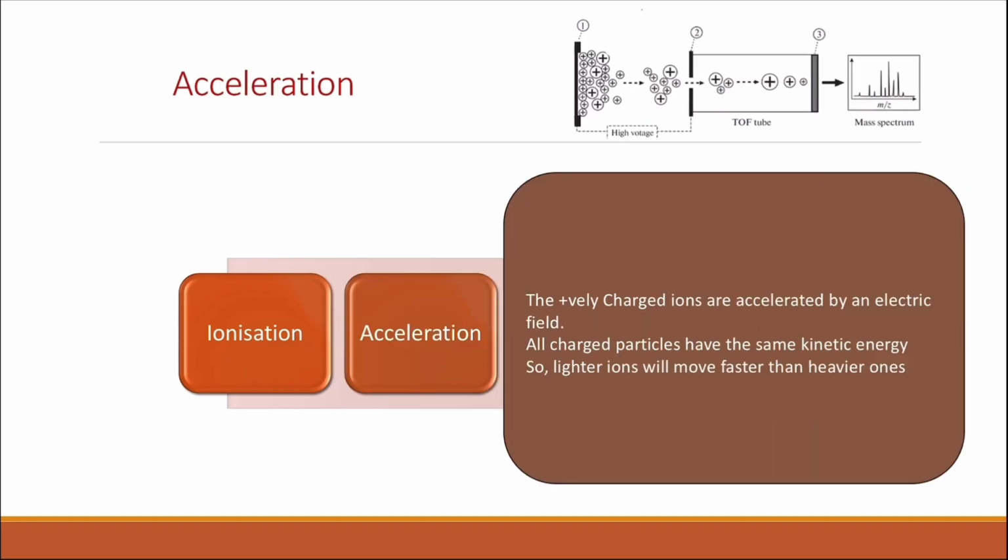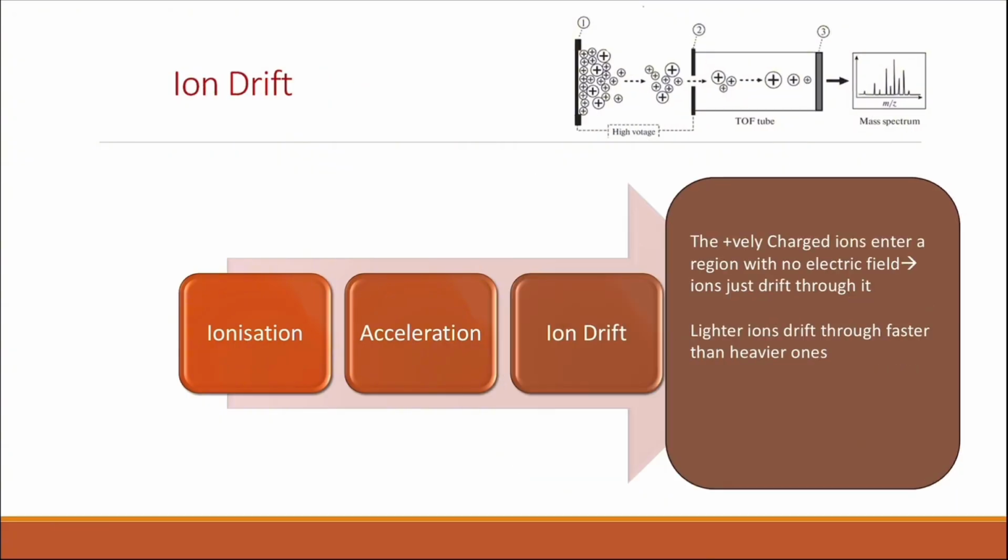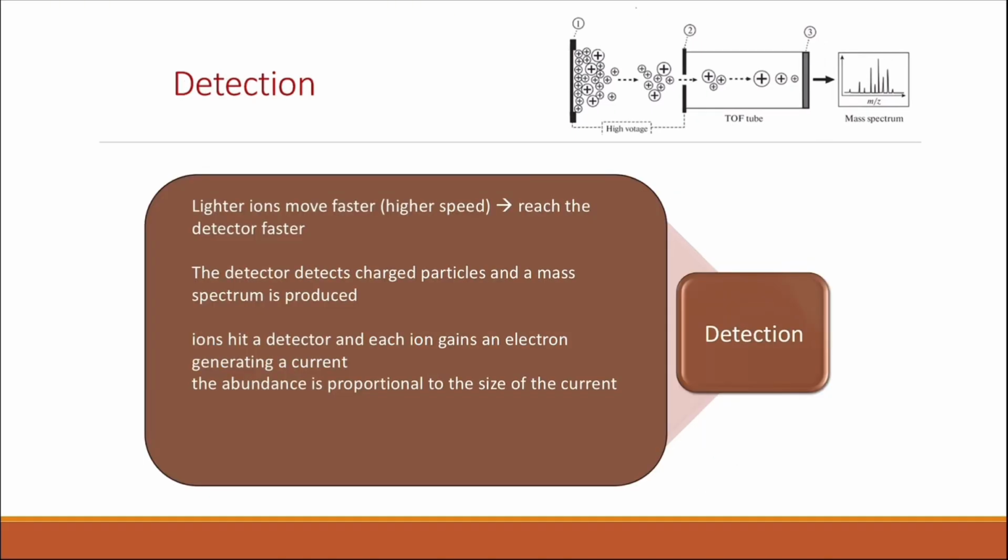The second stage is the acceleration, where the ions are accelerated and they all have the same kinetic energy. They don't usually ask about that in the exam. The ion drift, as I mentioned before, is because they all have the same kinetic energy. The one with the lower mass will reach the detector first. And then the detection, what you need to know about the detection.